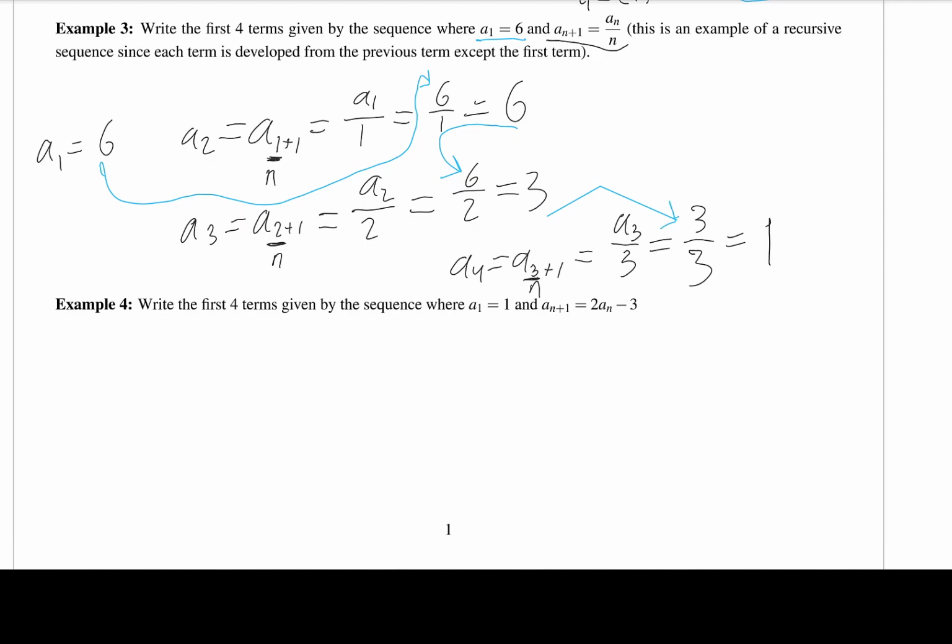Whenever we're building off of our previous terms, this is going to be called a recursive sequence. And you can identify a recursive sequence by, we're given something by a sub n plus 1, and in order to create that term, we use the predecessor a sub n.